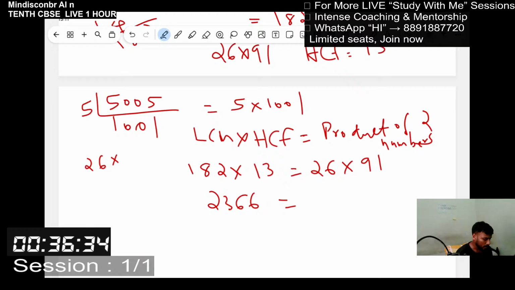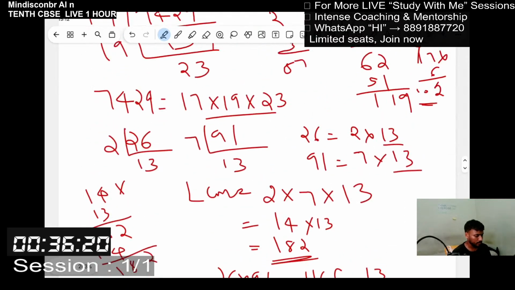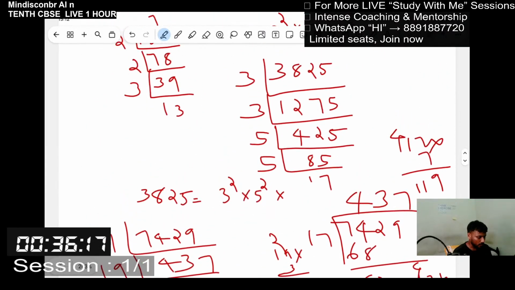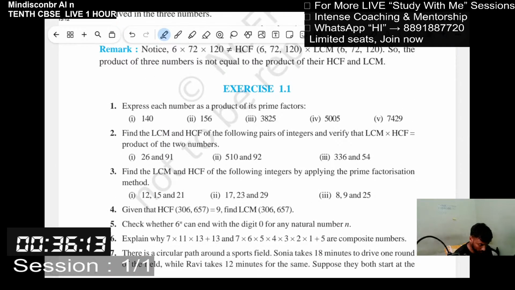So proved. For the first question we have found the answer. Now going to the second question, 510 and 92.